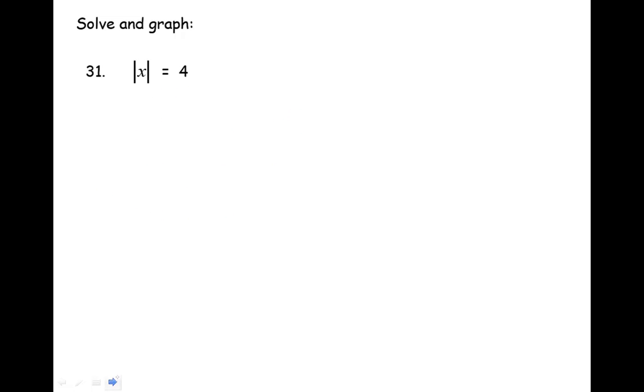Number 31, an absolute value equation. So we're going to go ahead and split. x is equal to positive 4 or x is equal to negative 4. And since we're asked to graph, these are going to be solid dots because it's an equation. The smaller number goes on the left and the bigger number goes on the right.